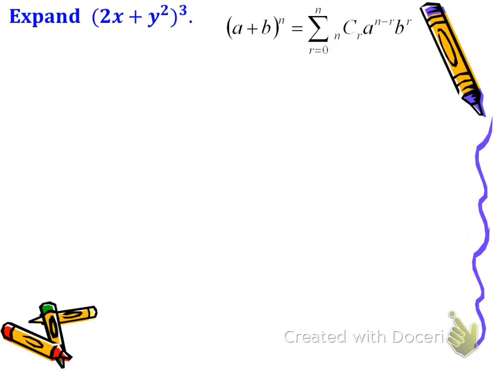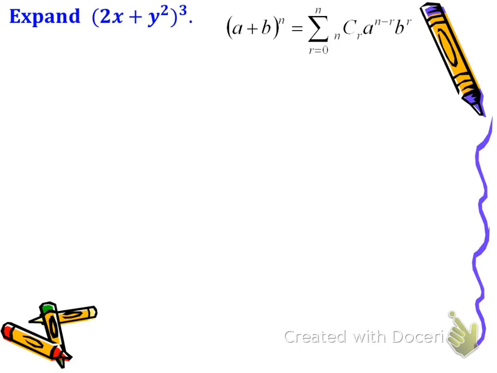All right, here we go. We have a binomial, 2x plus y squared, and we want to cube it, raise it to the 3rd power. Now this is a pattern that we should already be familiar with. We don't need the binomial expansion theorem, but we're going to use it and then see that we get the same answer, whether we use the pattern we already know for cubes or the binomial expansion.